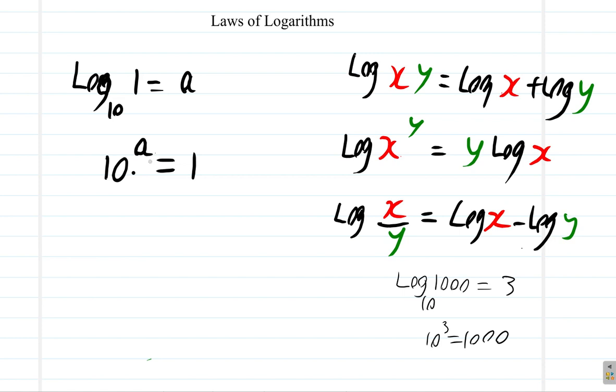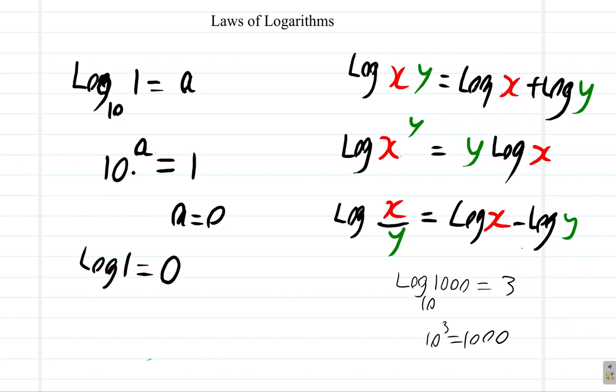What do you raise a number to the power of in order to get 1? 0. So a equals 0. So the logarithm of 1 is equal to 0. Always. Alright?